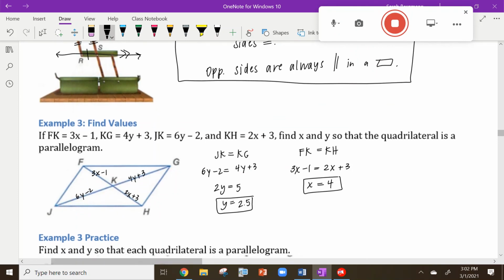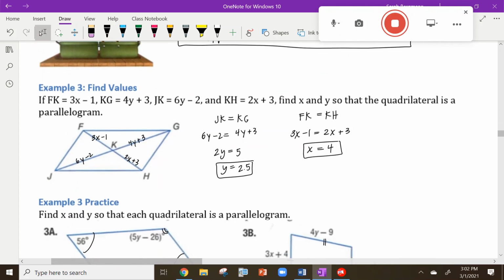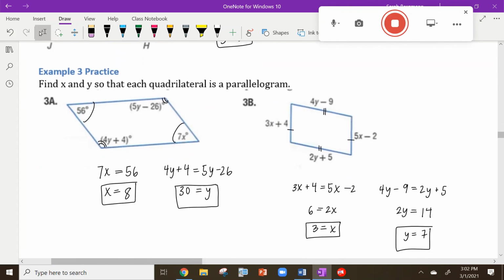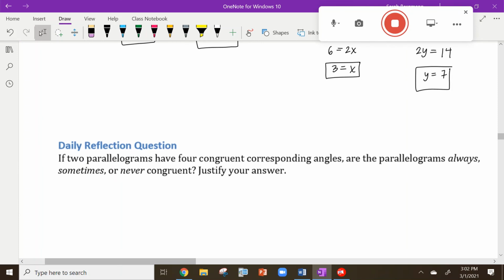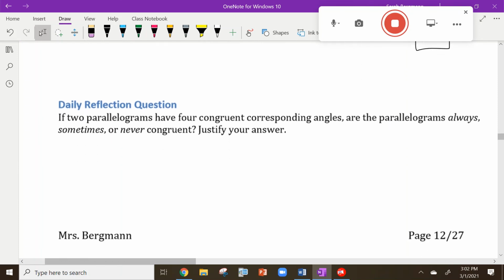Alright, there's two practice problems for you. Here are the correct answers. And finally, I want you to reflect on this question. If two parallelograms have four congruent corresponding angles, are the parallelograms always, sometimes, or never congruent? Justify your answer.